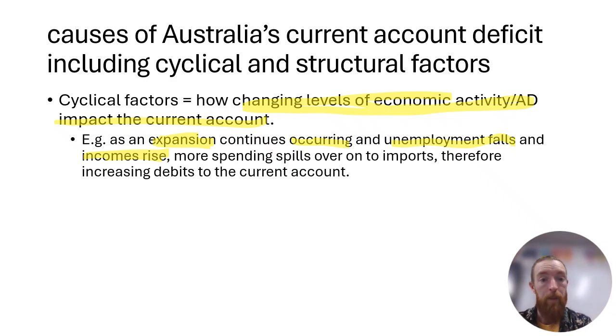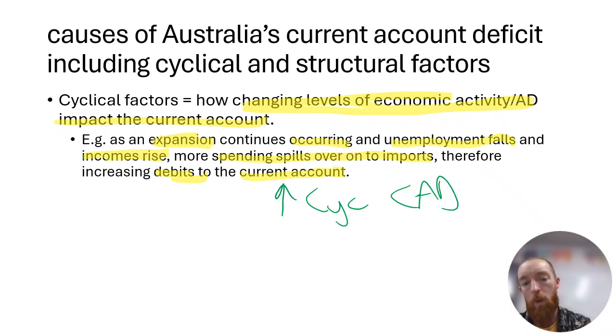As incomes rise, more spending spills over onto imports, which increases debits to the current account. And therefore, this either increases the cyclical current account deficit or decreases the cyclical current account surplus.